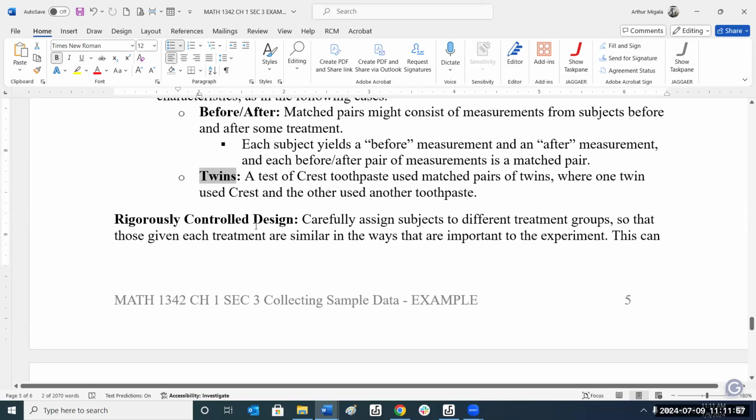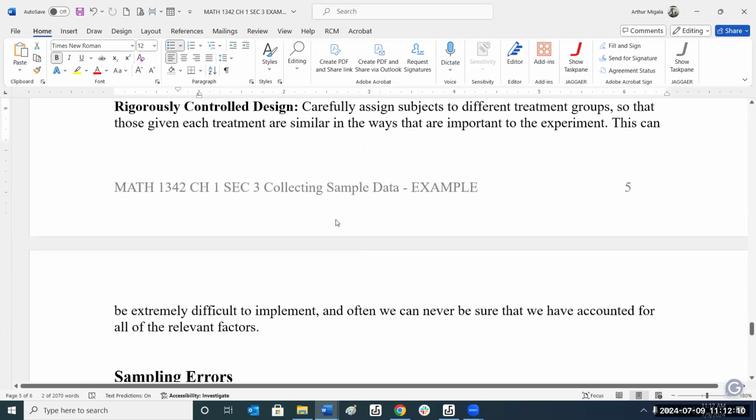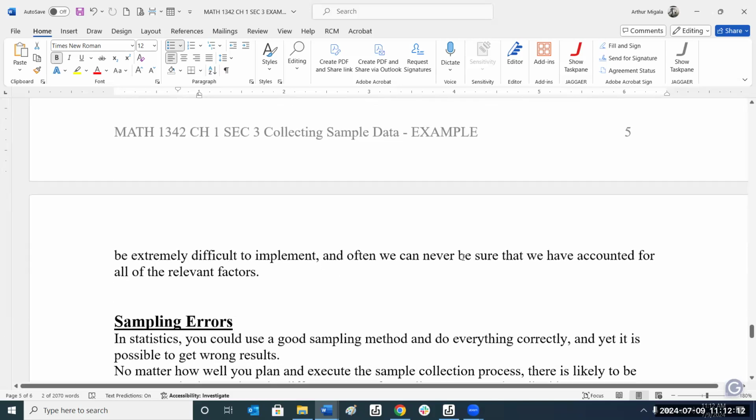Rigorously controlled design: carefully assign subjects to different treatment groups so that those given each treatment are similar in ways that are important to the experiment. This is when you control who gets put where. This can be difficult to implement, and often we can never be sure how they accounted for the selected values. So how accurate is how we put these people together? Did that have anything to do with it?